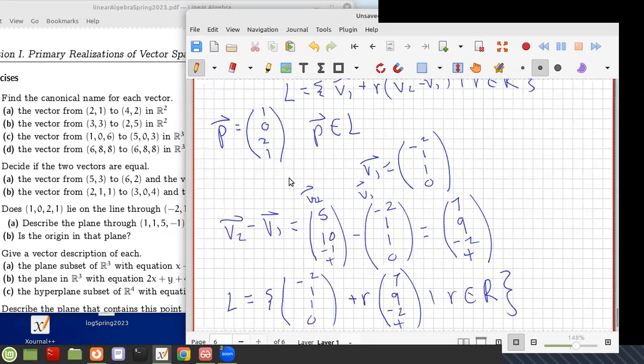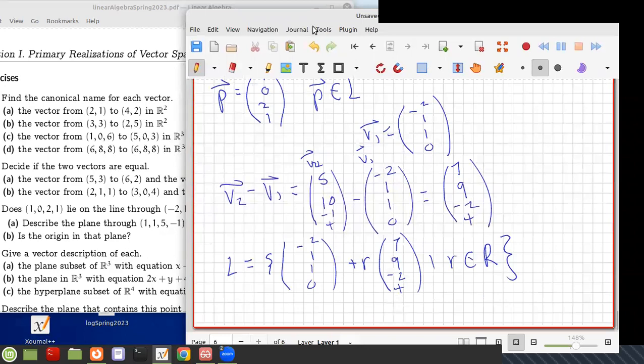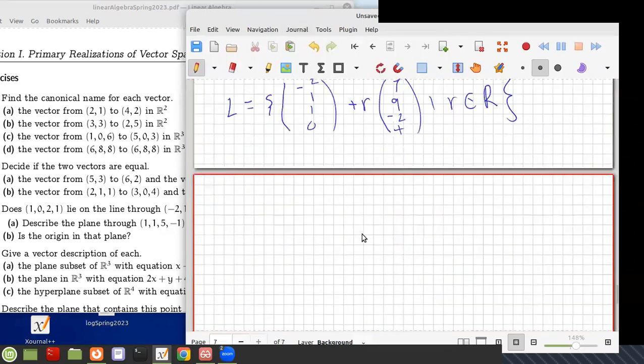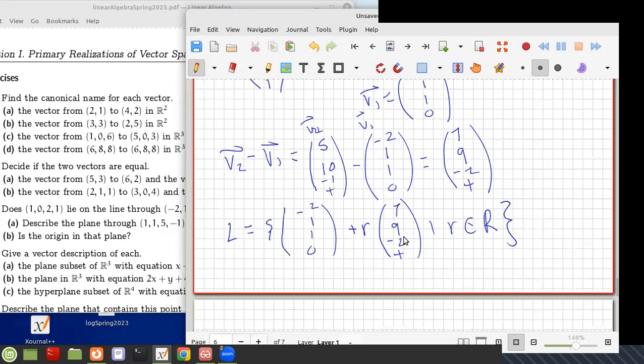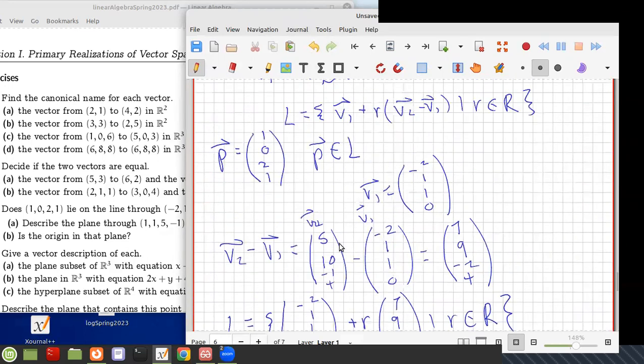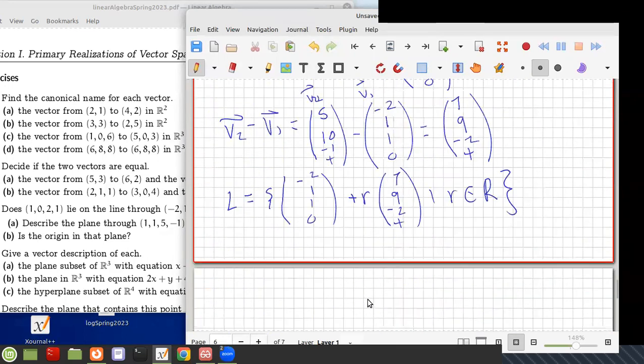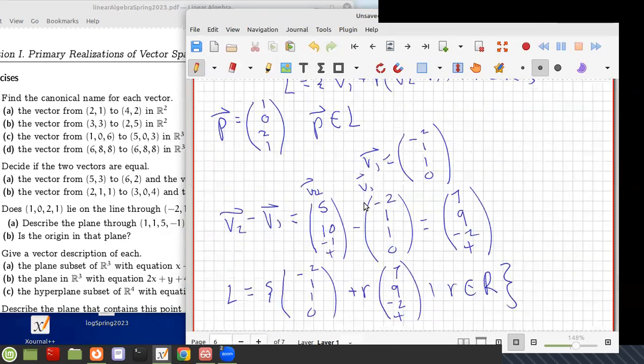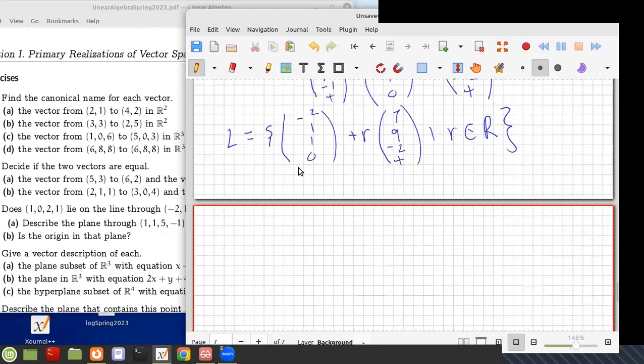Okay, so there's my representation. Now you'll recognize this. This could be the solution set of some linear system, right? 4 variables with 1 free variable. So we're sort of given the solution, and we're asked, is this point P in this set here? Well, we have to find an R such that this combination equals this one. This is 1, 0, 2, 1.